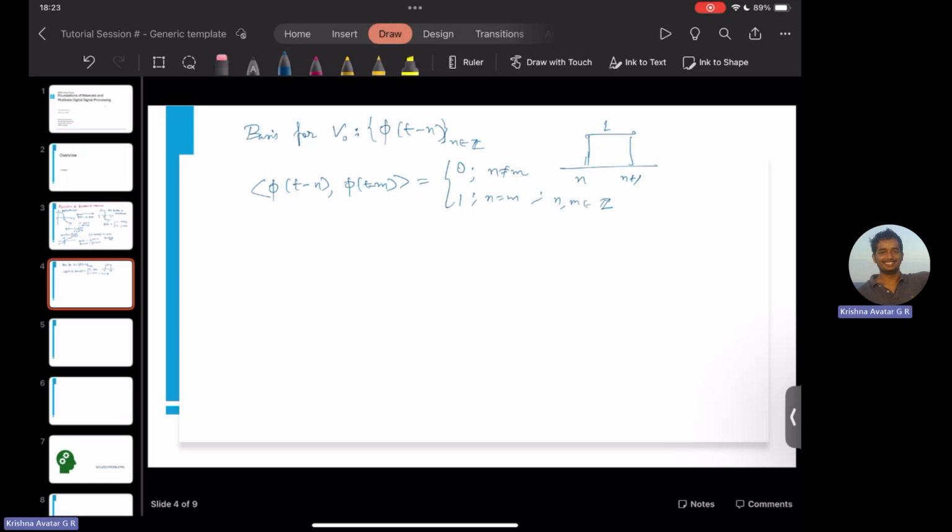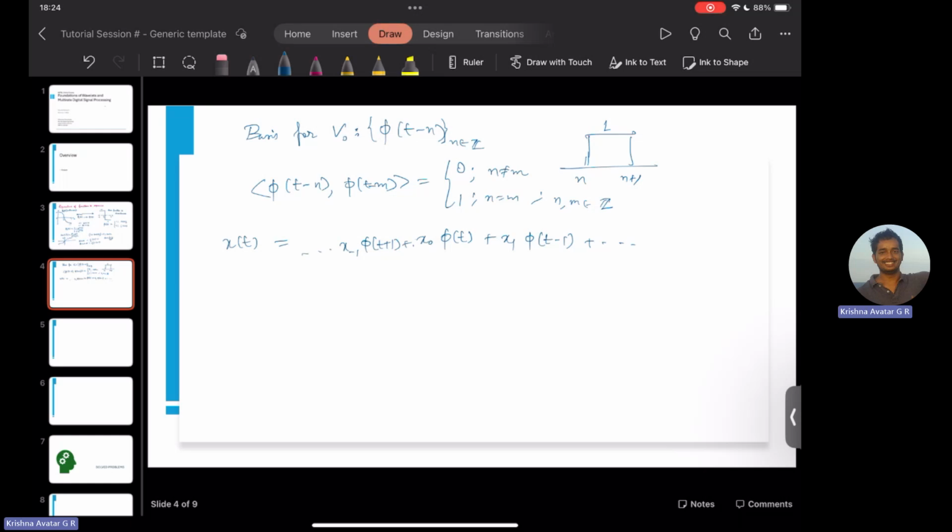Now we can express any function x of t in terms of a linear combination of all these. Say we have x naught of phi of t plus x1 of phi of t minus 1. Likewise, on this side we have x minus 1 of phi of t plus 1. Likewise, it goes both ways, right?